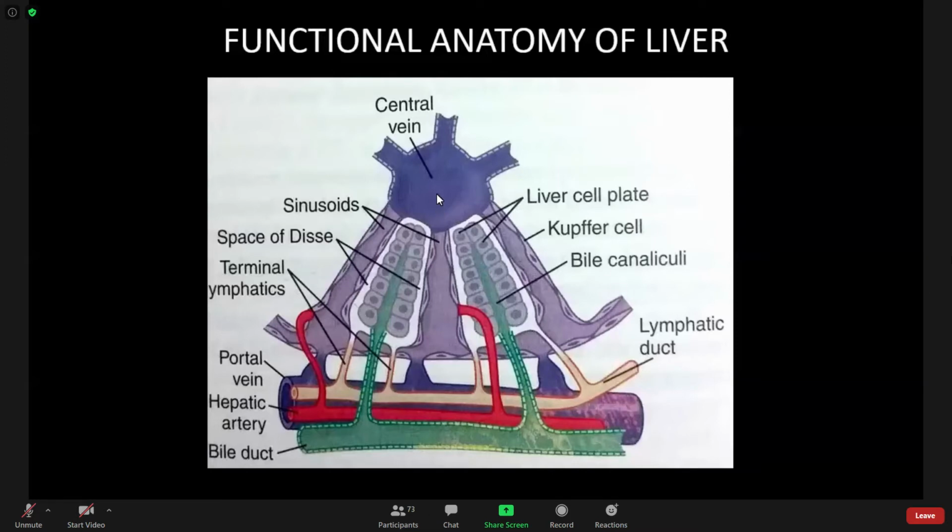The functional unit of liver is the liver lobule, and you can see that this is a liver lobule. The liver lobule is cylindrical in shape, and it is arranged around the central vein. This central vein opens into the hepatic vein.